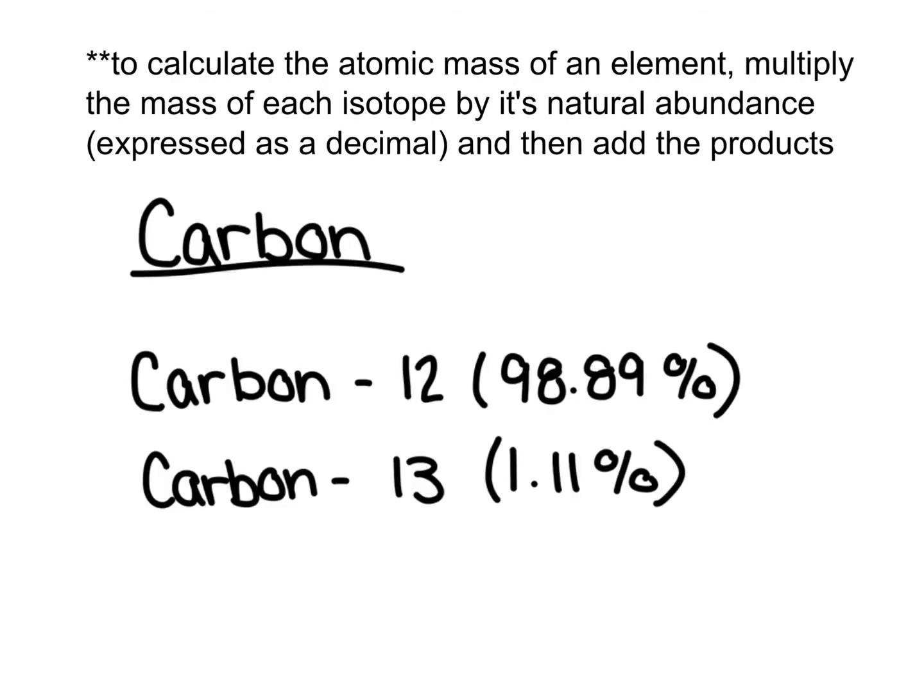For this example, we'll use carbon. Carbon-12 is found 98.89% naturally, and carbon-13 is found 1.11% naturally. These here are the percent abundances of each isotope.